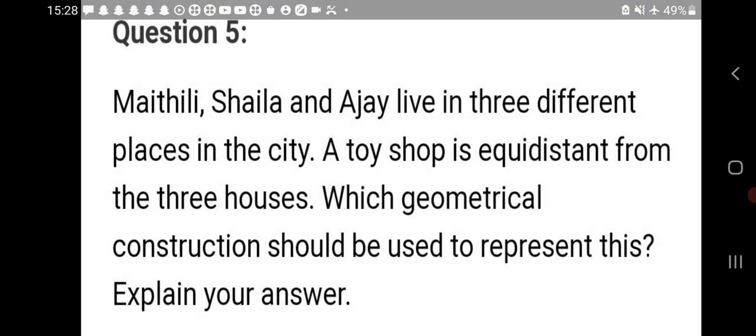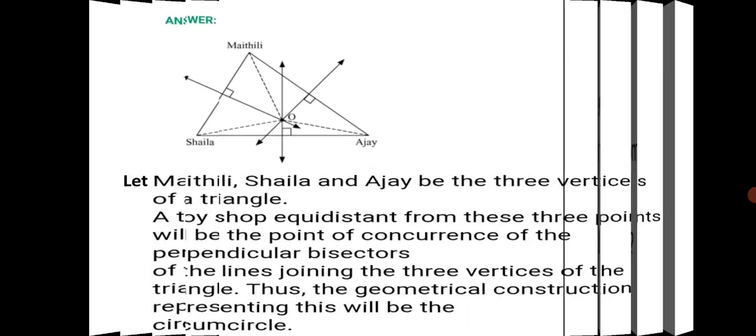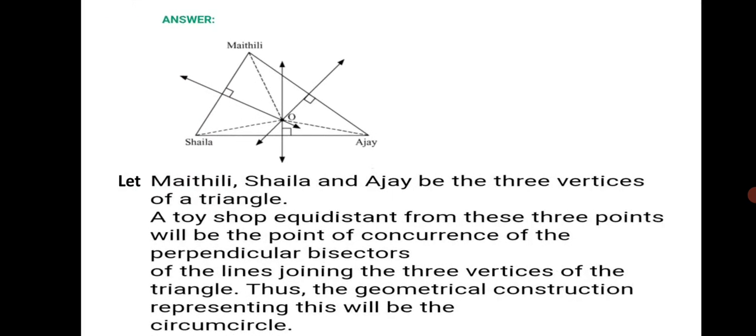Last, question number 5. Maithili, Shaila and Ajay live in 3 different places in the city. A toy shop is equidistant from the 3 houses. Which geometrical construction should be used to represent this? Explain your answer. So let's put it in geometrical form. Let Maithili, Shaila and Ajay be the 3 vertices of a triangle. This is the representation of their houses where their names appear. A toy shop equidistant from these 3 points will be the point of concurrence.